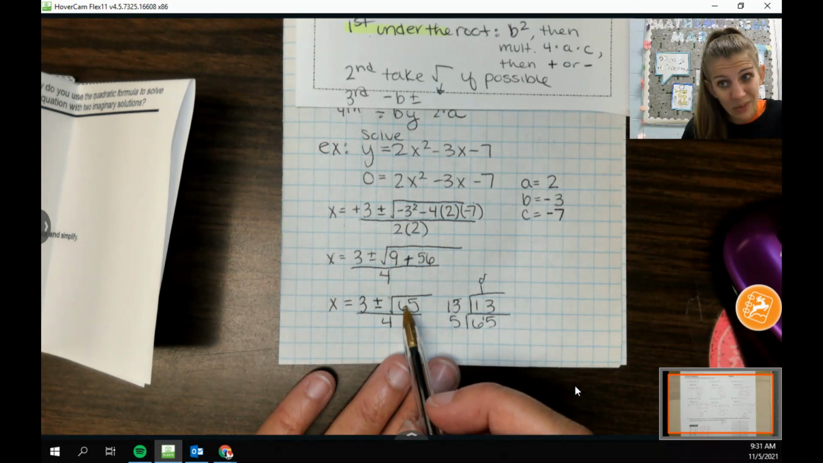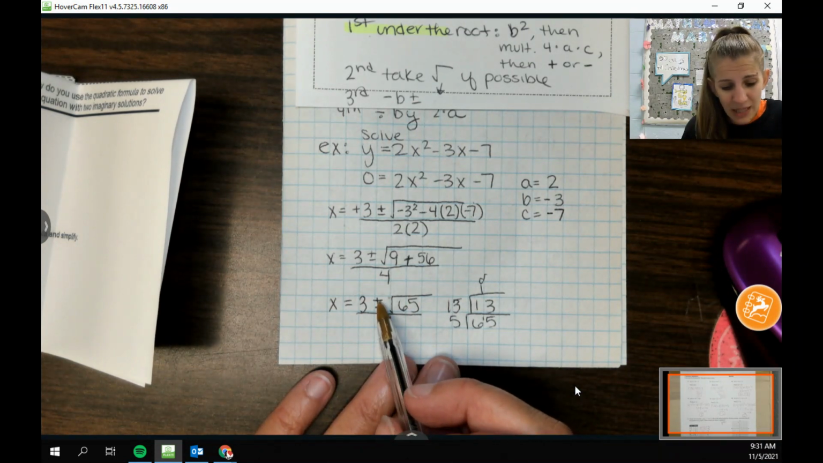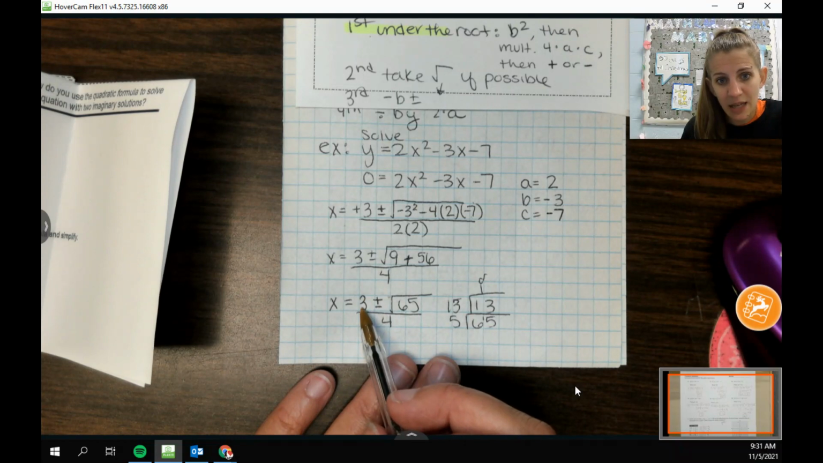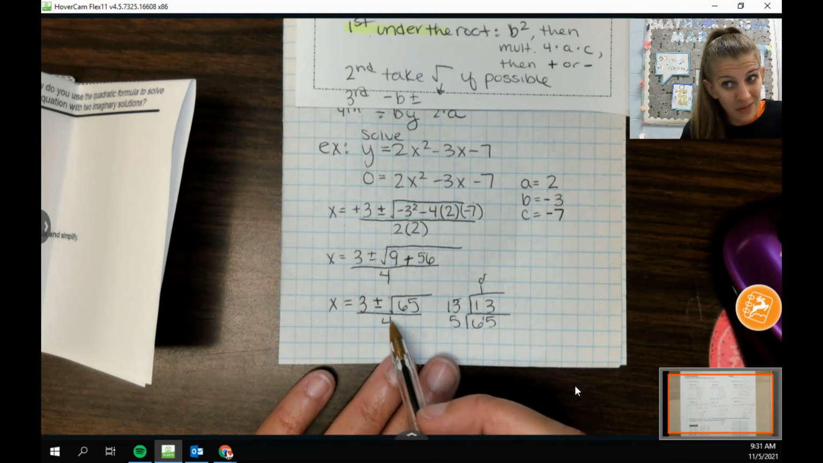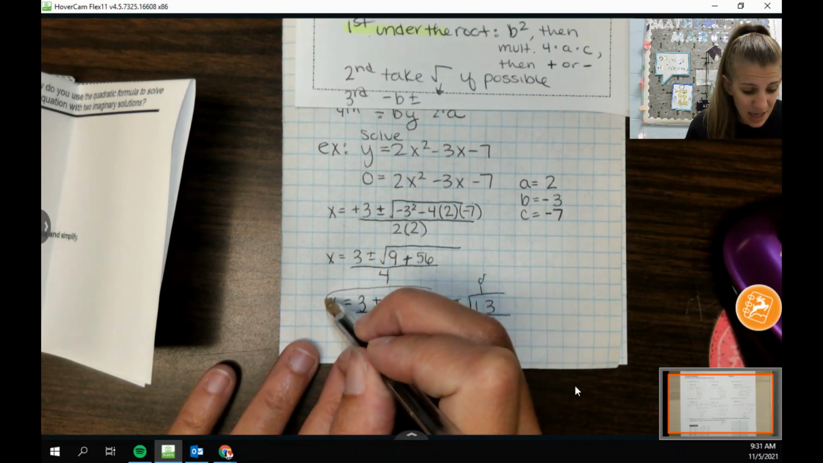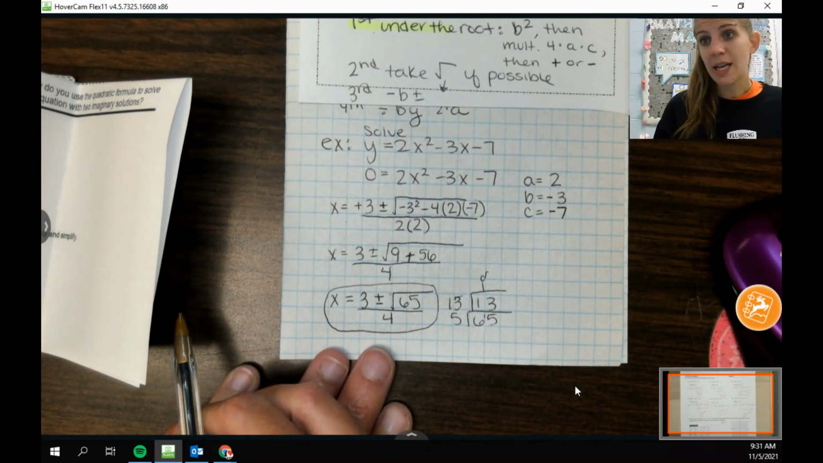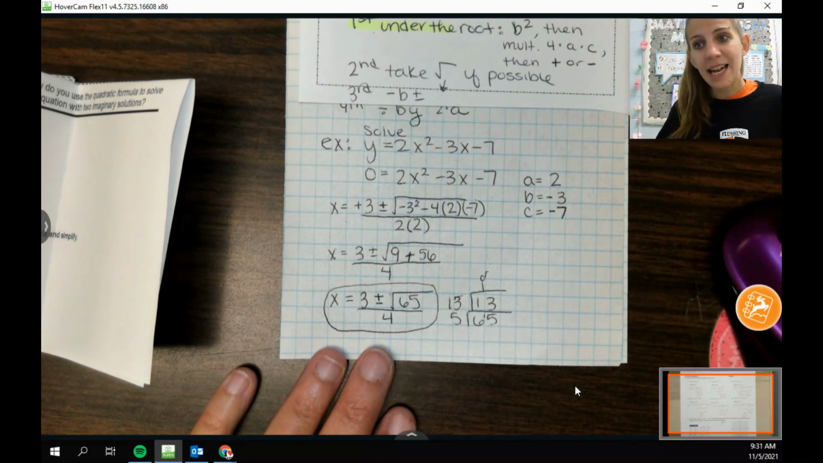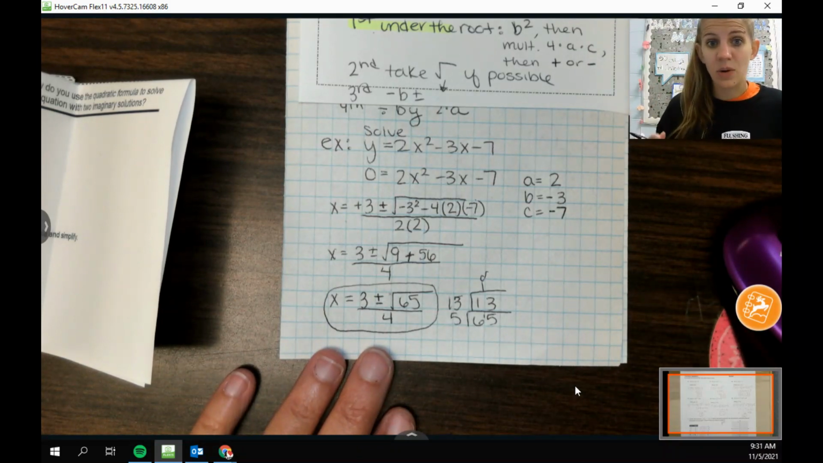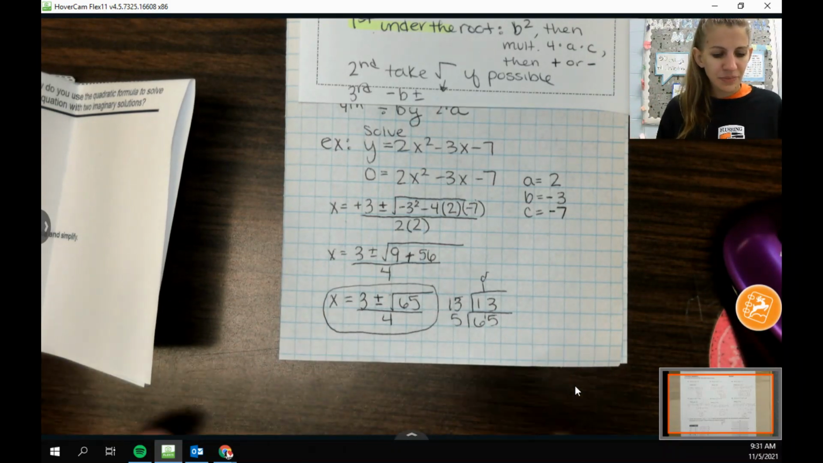So since I can't square root it, I can't really add and subtract it with the 3, and I can't really divide the 4. So this is kind of my final answer, and I do have 2 answers there, one when I add the root 65 and one when I subtract it.